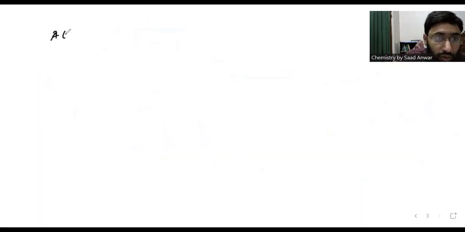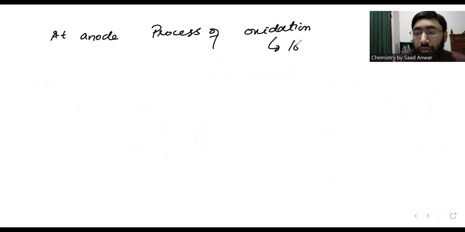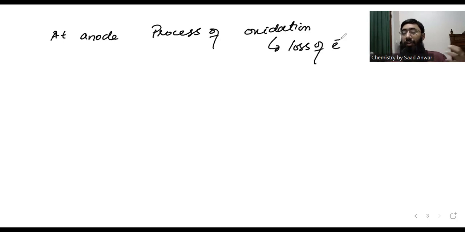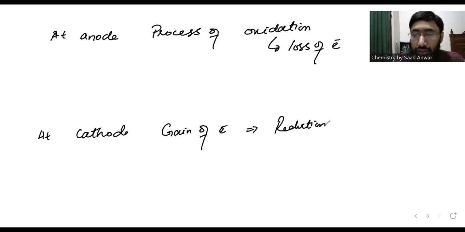Remember, at the anode, the process of oxidation takes place. And what is oxidation? Oxidation is loss of electrons. The ion will lose electrons. And at the cathode, gain of electrons, which is called reduction, will take place.